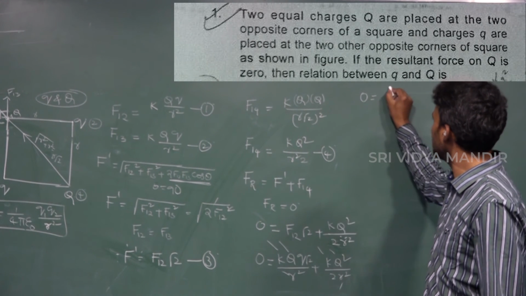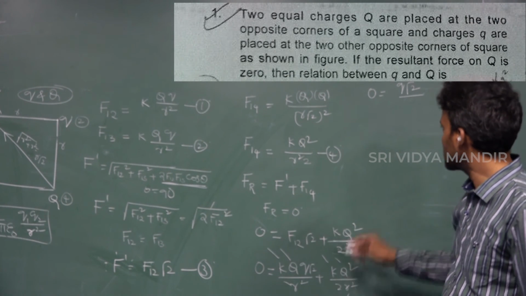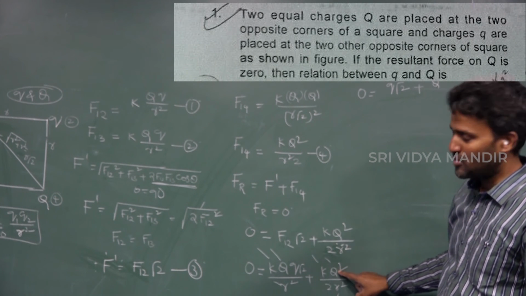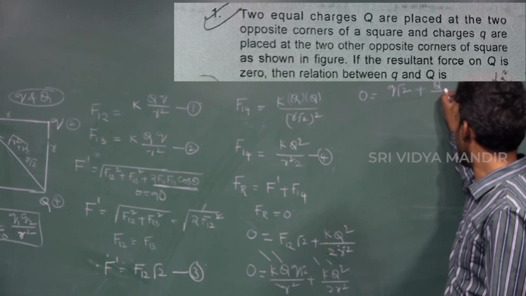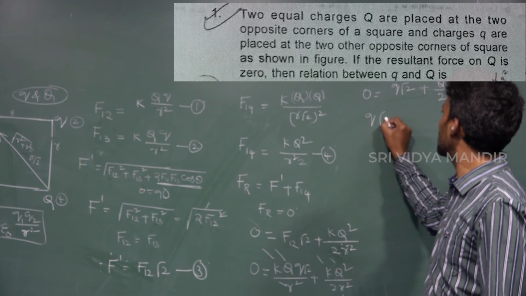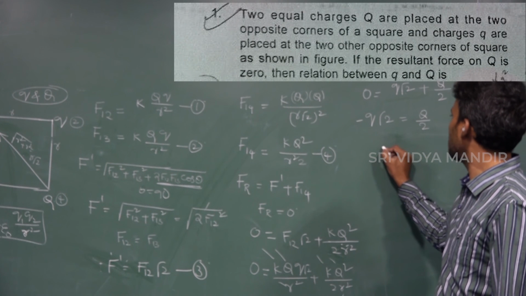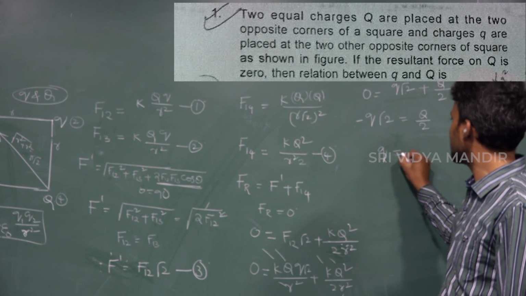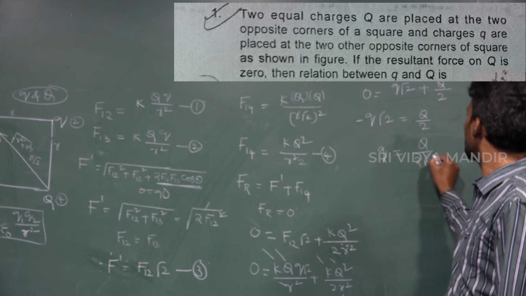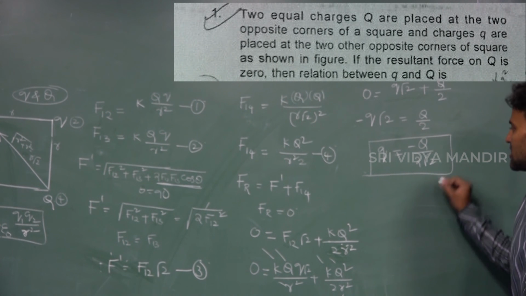0 is equal to q root 2 plus capital Q divided by 2, since K, Q and r square were taken common. If I take this to the other side, q root 2 is equal to minus Q by 2. So the small q is equal to capital Q divided by 2 root 2, in magnitude. That is the relation between the small q and capital Q.